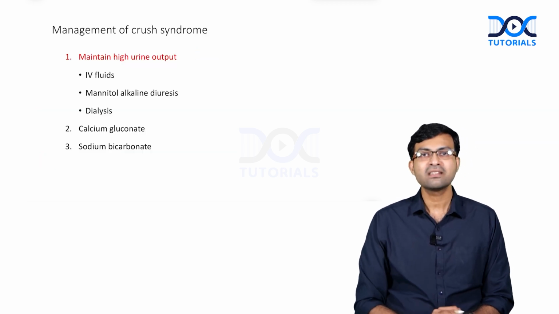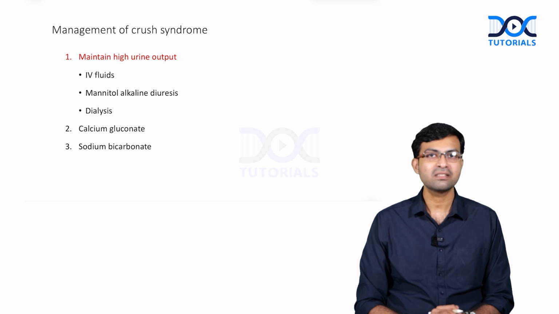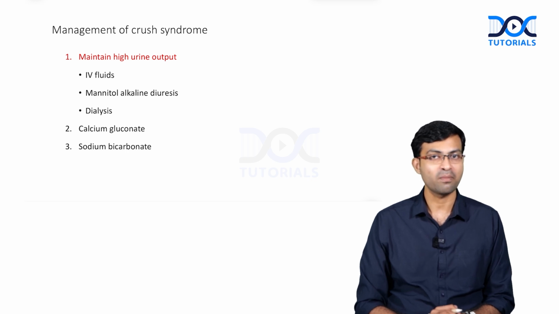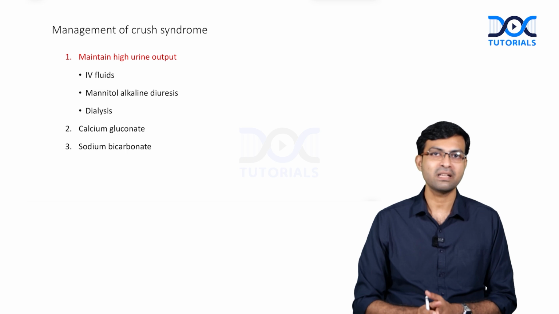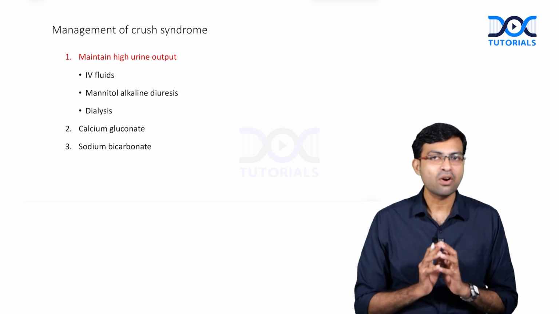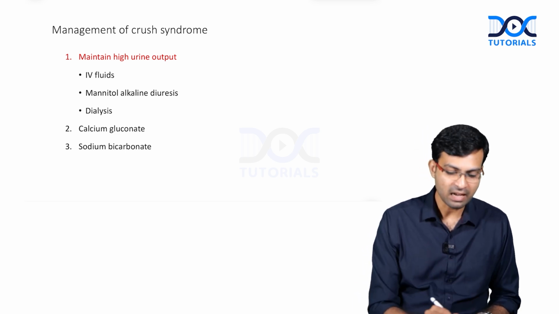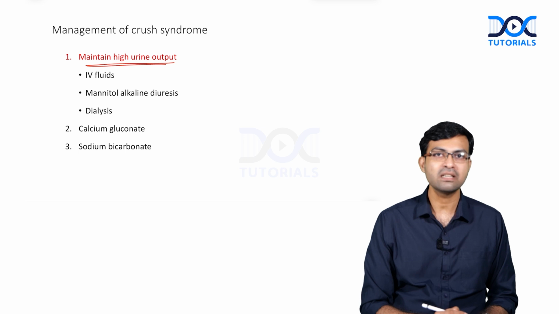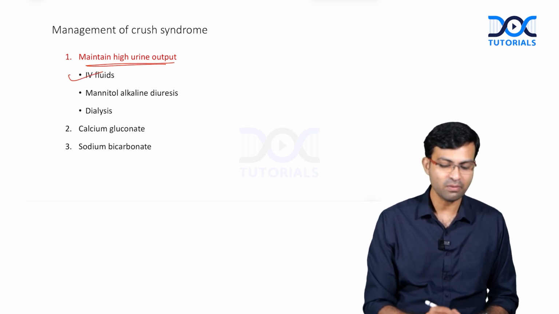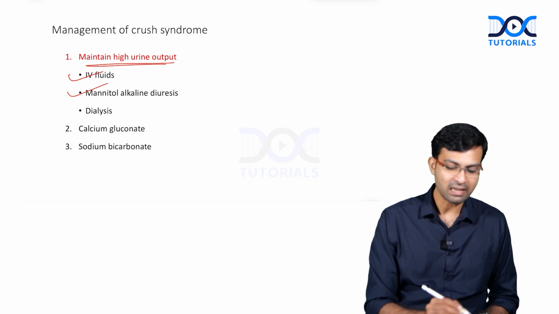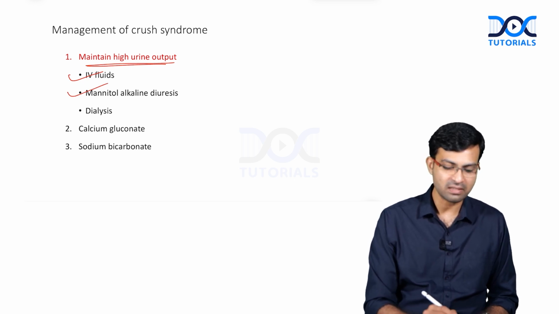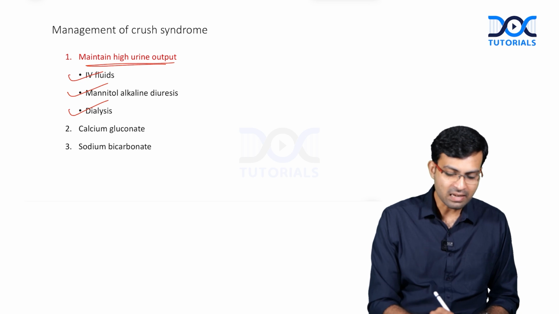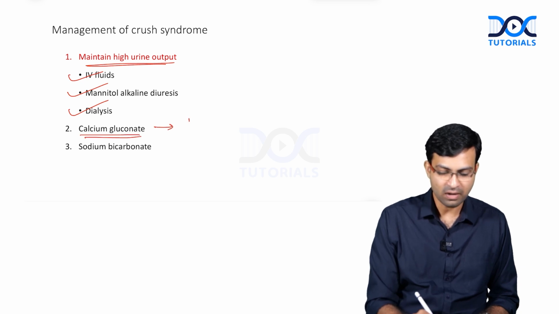Now, how do you manage crush syndrome? Remember, crush syndrome is primarily a nephro problem. It is treated by a nephrologist and not by an orthopedic surgeon. So the basic concept here is to maintain a high urine output. How can you achieve this? The kidney is going to shut down, isn't it? You can do it by giving IV fluids, mannitol, alkaline diuresis, and if the kidneys are already malfunctioning, you can start dialysis. And calcium gluconate is given for what? For hypocalcemia.